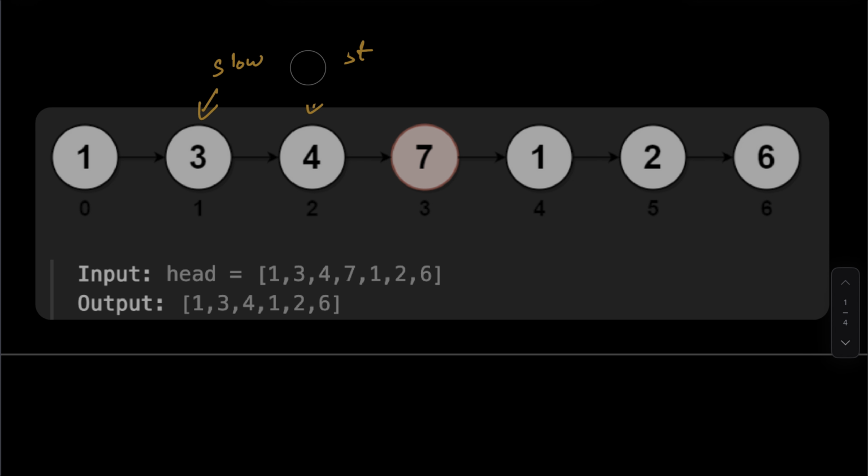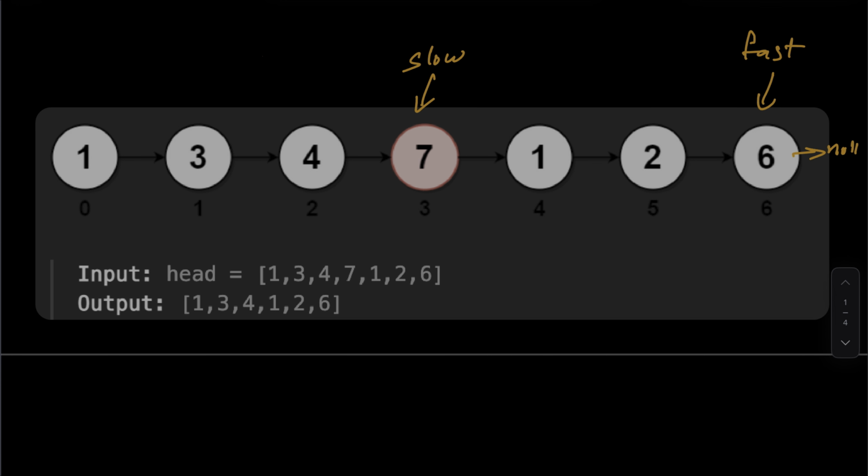Similarly, we'll move further ahead. Slow will point here, and fast was originally at 4, fast will point here. Similarly, slow will move again 1 position, and fast will again move 2 positions. Now when we try to move fast 2 positions ahead, we see that 6 is pointing to null, and null is not defined. So we'll just stop our iteration here.